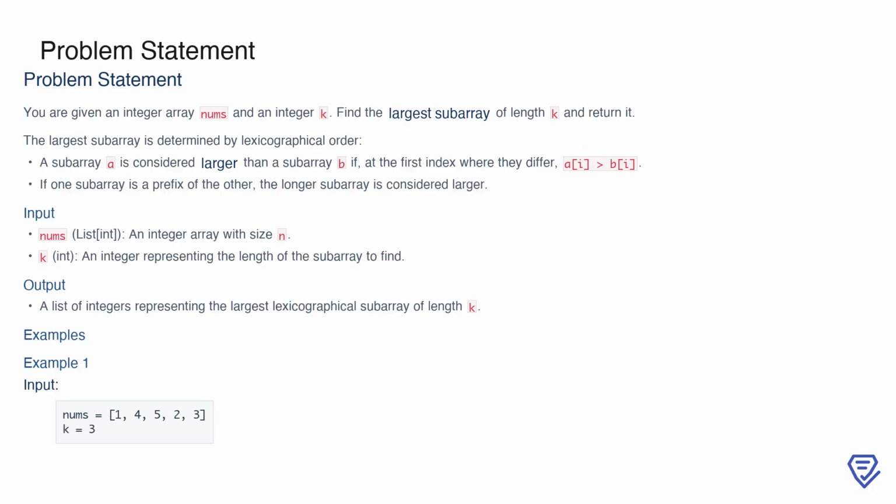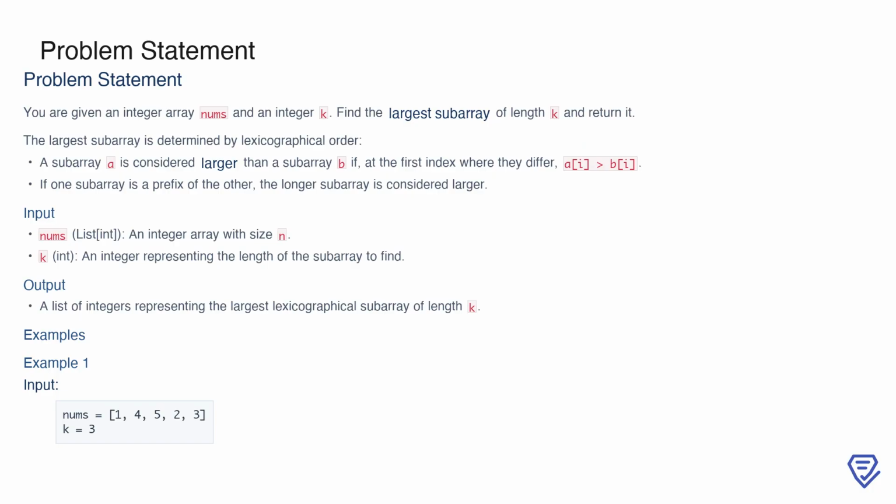Now, the term largest here is based on lexicographical order. This means we're comparing subarrays element by element, starting from the first index, until we find a difference. If A[i] is greater than B[i] at the first differing index, subarray A is considered larger. If one subarray is a prefix of the other, the longer subarray is considered larger. The input consists of the array nums and an integer k, while the output is the largest lexicographical subarray of length k as a list of integers.